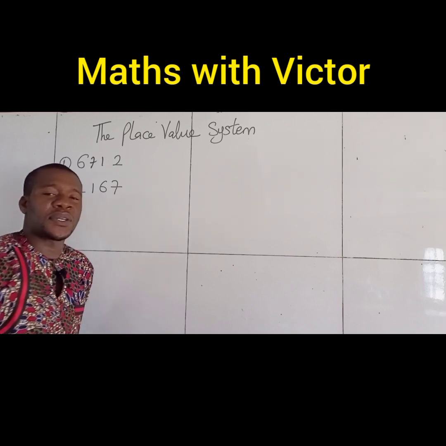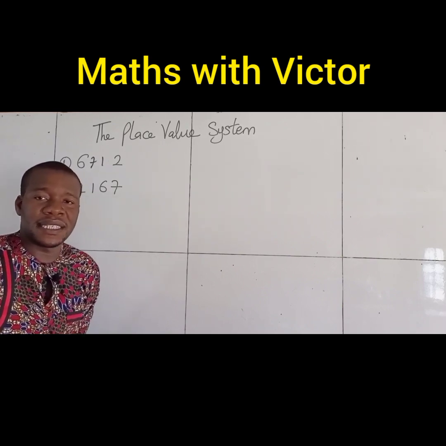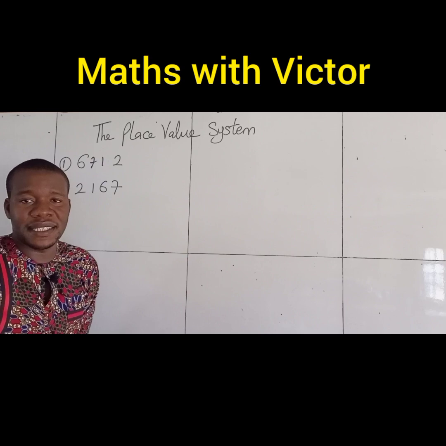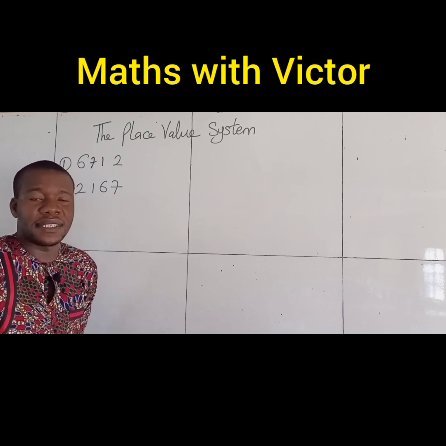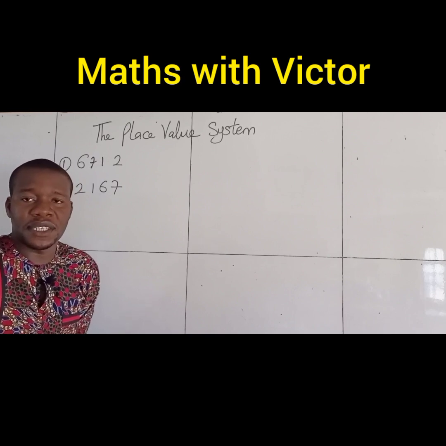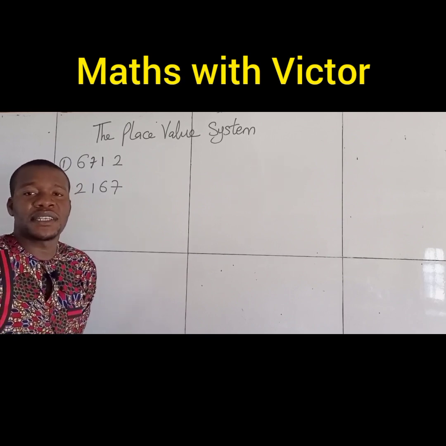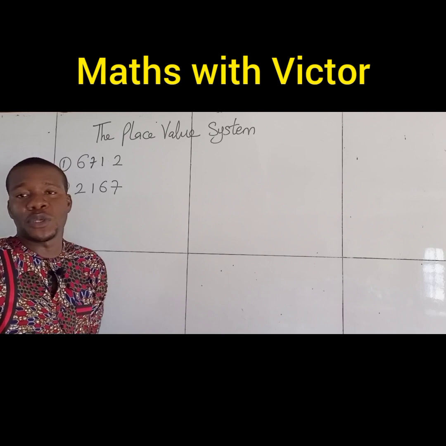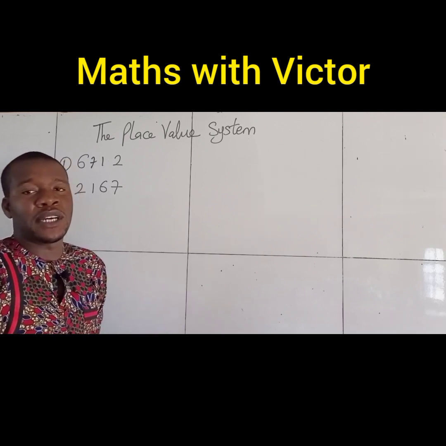Today, I want us to discuss something very important and very fundamental to mathematics, the place value system. This is for pupils in primary school and students in junior secondary schools. The place value system is very important whenever we talk about numbers. So notice something on the board. We have two different numbers.